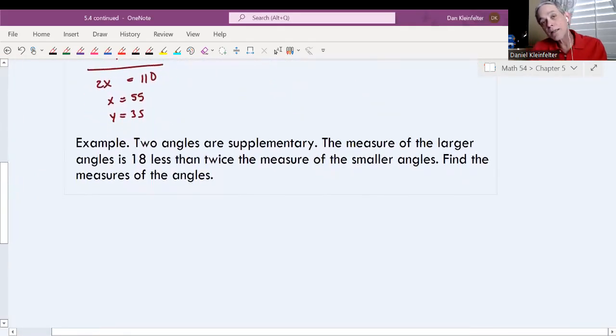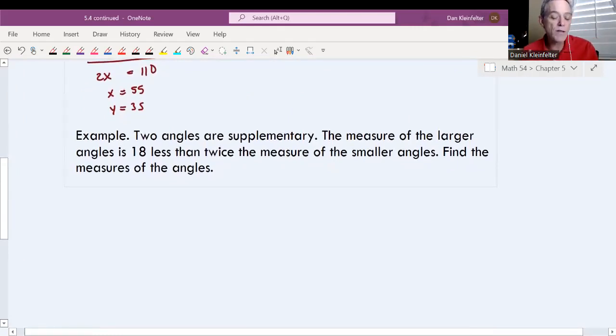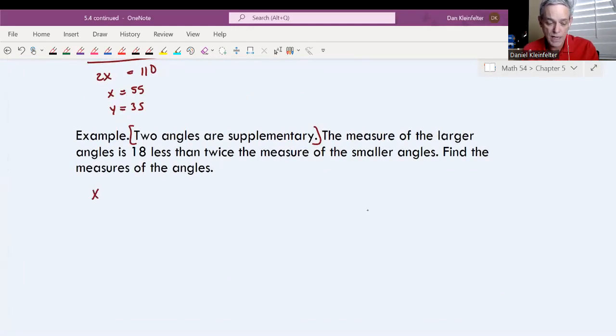All right, here's one about supplementary angles. Two angles are supplementary. That's the first sentence, and that's going to turn into one equation: x plus y equals 180. And then it goes on to say the measure of the larger angle is 18 less than twice the measure of the smaller angle. So I need to describe which one's larger and smaller. Saying they're supplementary here, x or y could be the smaller one. So I'm going to say that x will be the larger one, and y will be the smaller one.